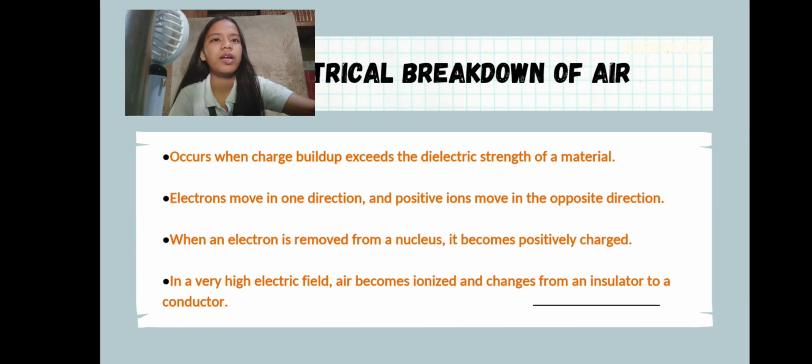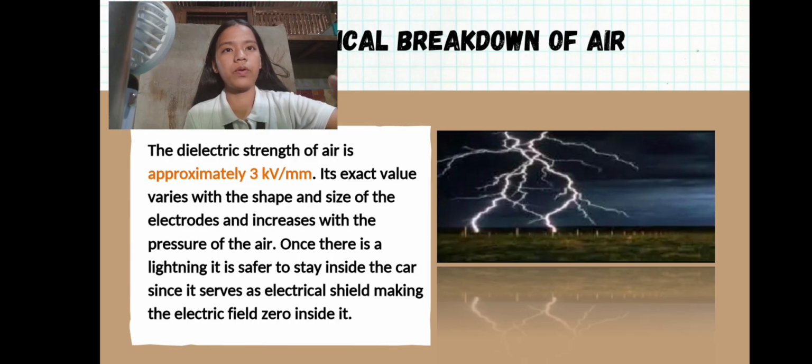And lastly, in a very high electric field, air becomes ionized and changes from an insulator to a conductor. Air normally does not allow electricity to pass, so it is an insulator. But in a very strong electric field, electrons are knocked off air molecules. This ionization allows air to conduct electricity, so it changes from an insulator to a conductor. The dielectric strength of air is approximately 3 kilovolts per millimeter. Its exact value varies with the shape and size of the electrodes and increases with the pressure of the air. When the electric field becomes stronger than this limit, the air can no longer act as an insulator; it breaks down and becomes a conductor.